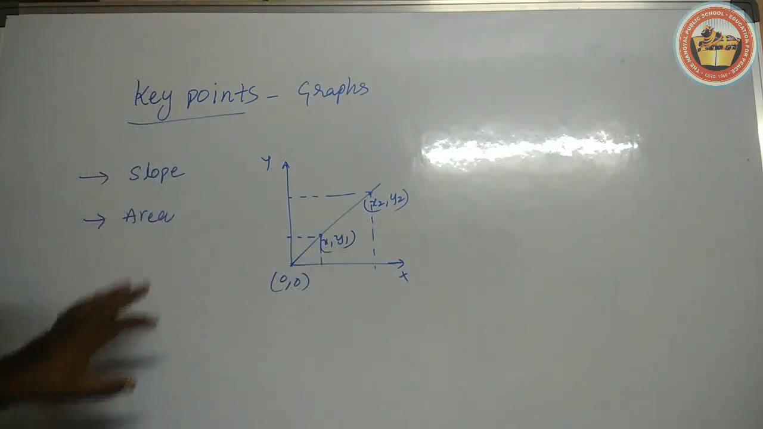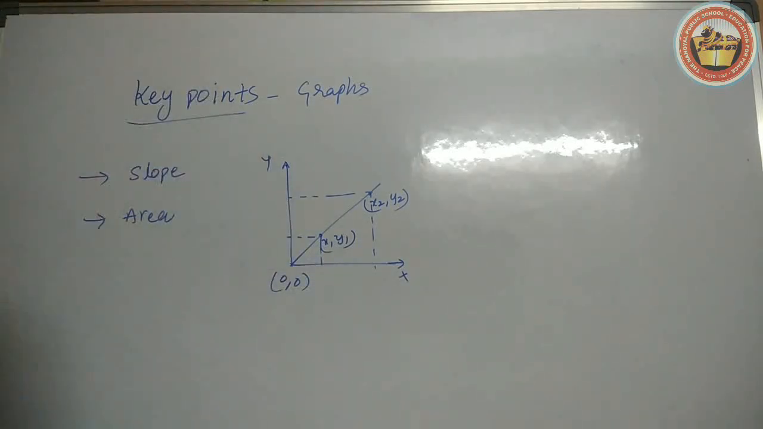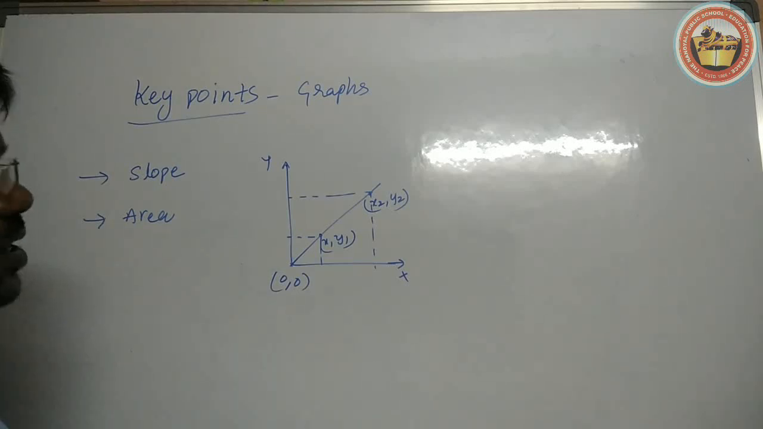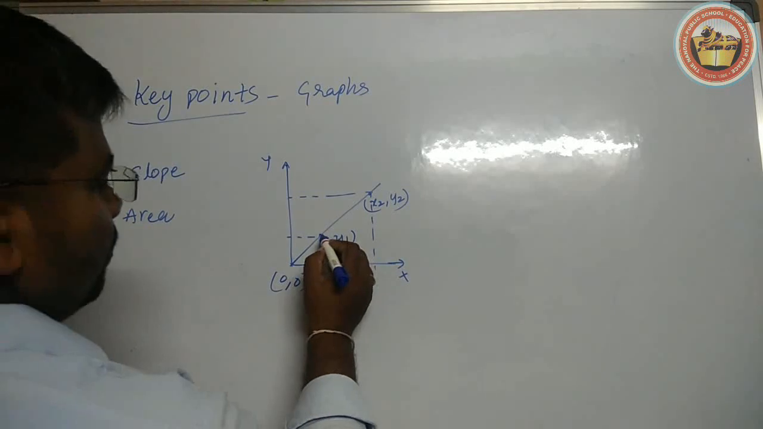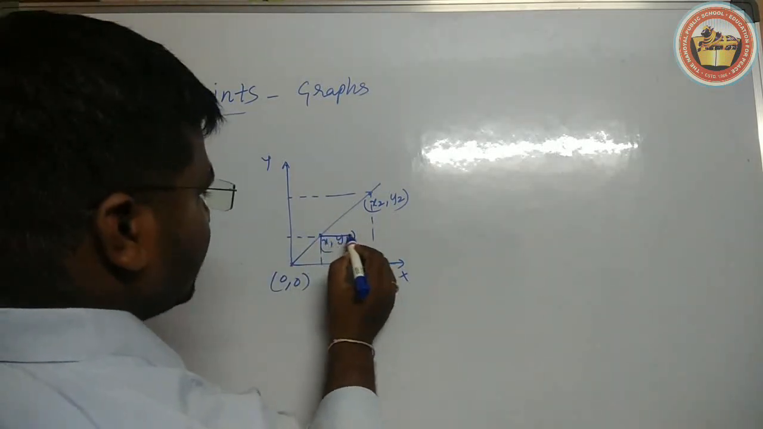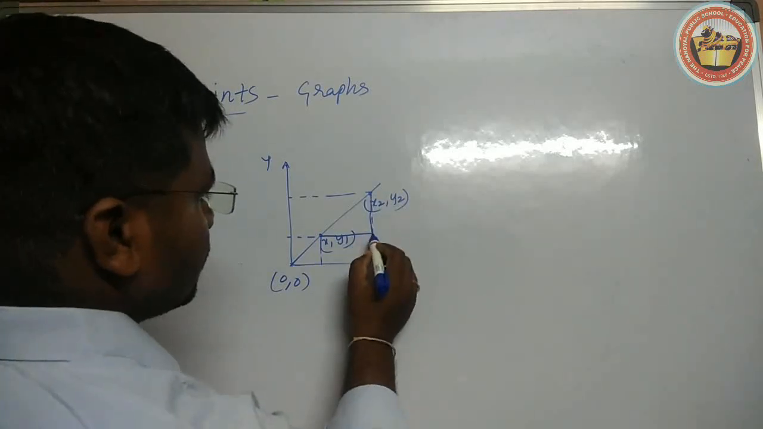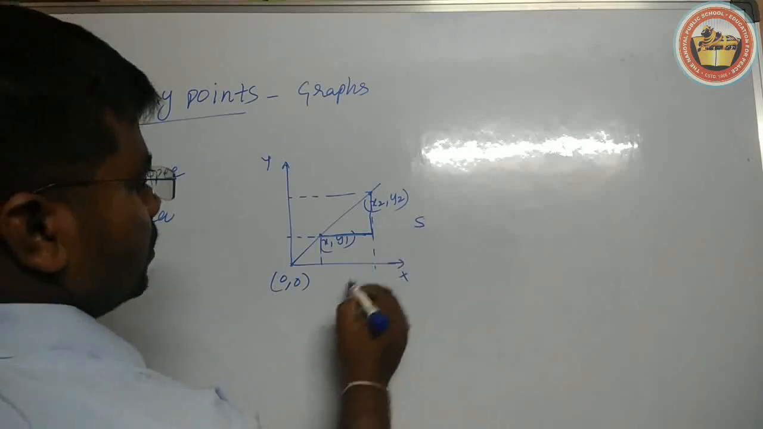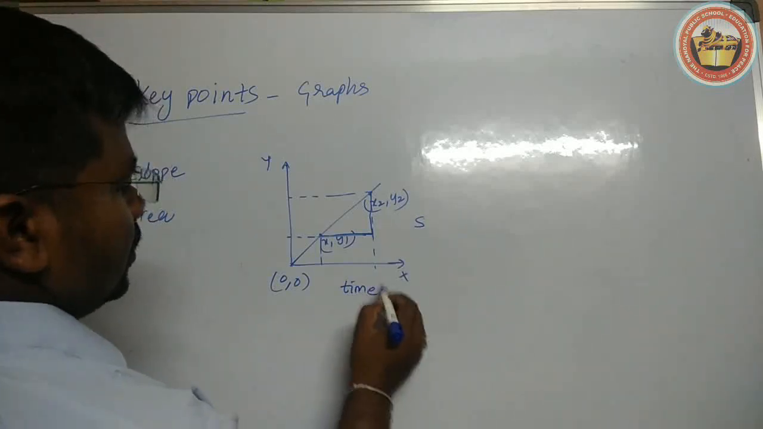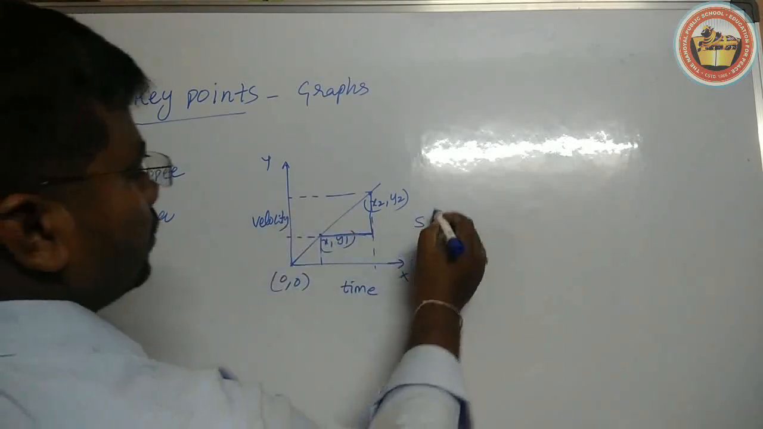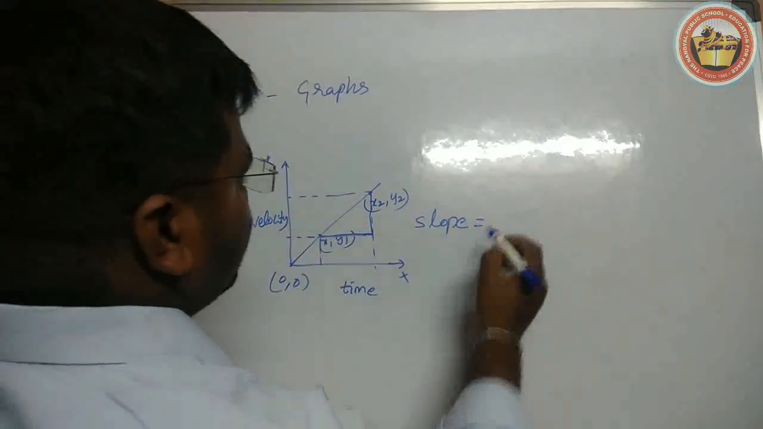Okay, so if any graph looks like this, how can we find the slope? We can draw parallel and perpendicular lines at two different points. Understand? We have to take it like this. So for the slope, this is time and this is velocity.